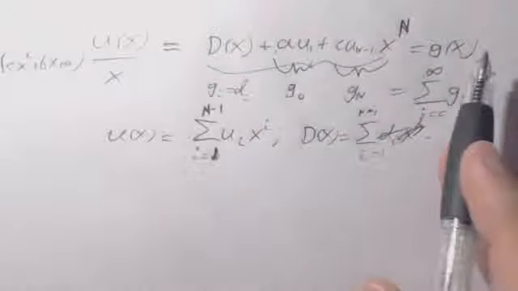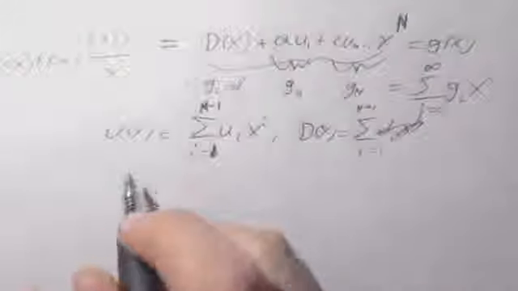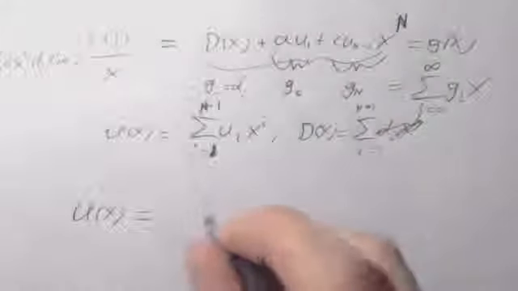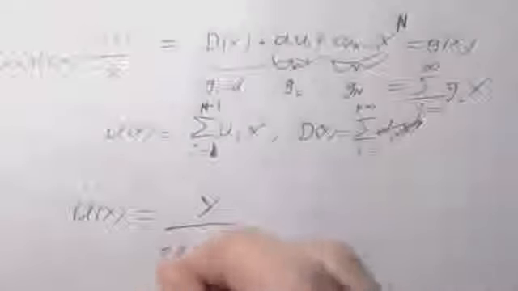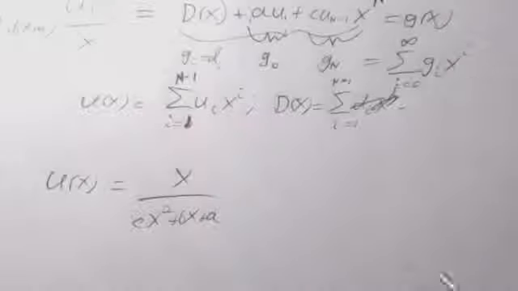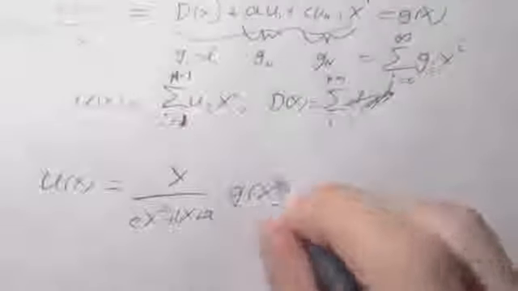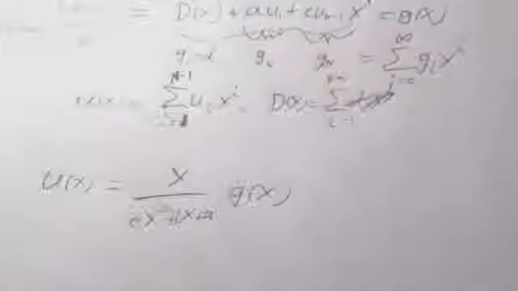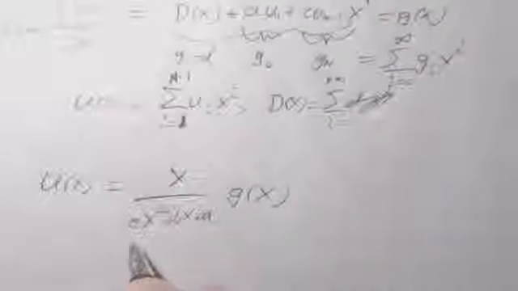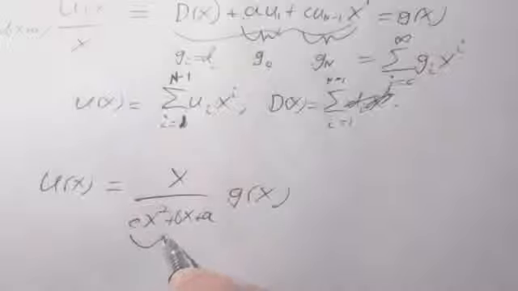So what we have is that u(x) is equal to x over cx squared plus bx plus a times g(x), and we will want to express this in terms of a power series.